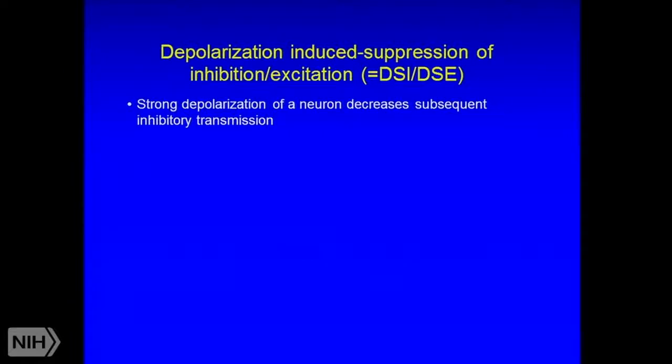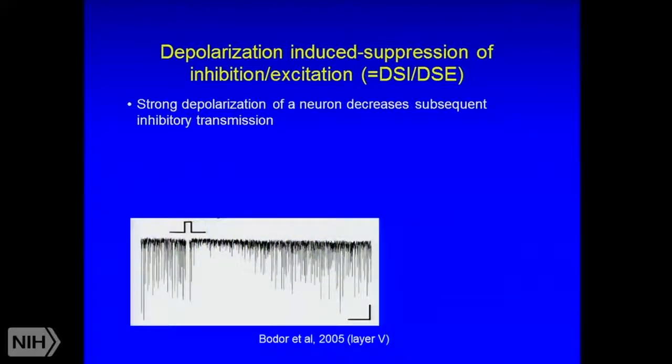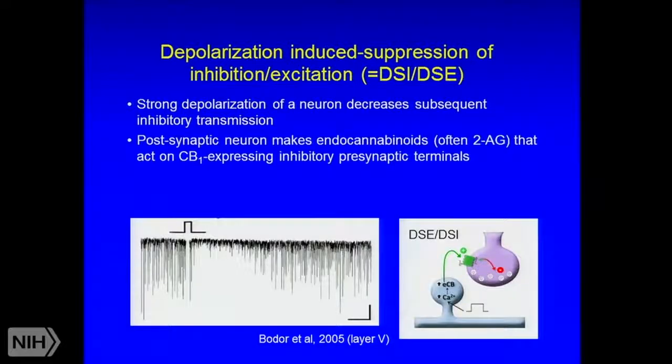So the first is DSI, depolarization-induced suppression of inhibition. Strong depolarization of a neuron inhibits subsequent inhibitory input onto that neuron. So this is recording from a layer 5 neuron of cortex, and just spontaneous inhibitory transmission onto that neuron. You depolarize the neuron, and that shuts off transmission onto that neuron for a few tens of seconds. And the schematic of what's going on is like this.